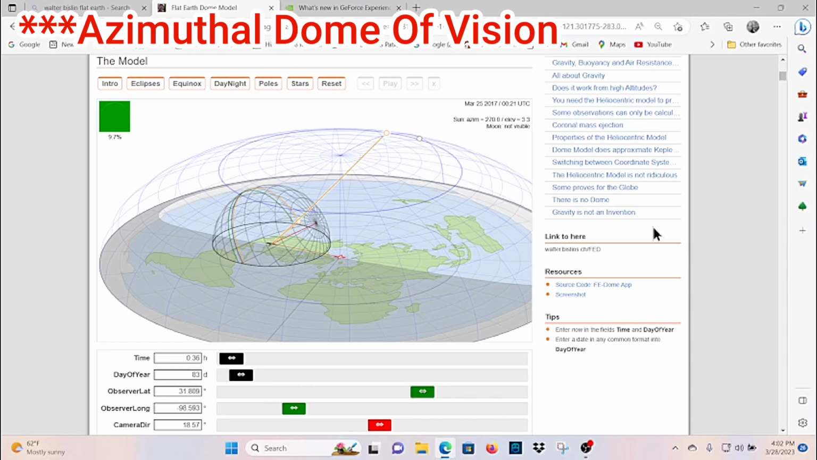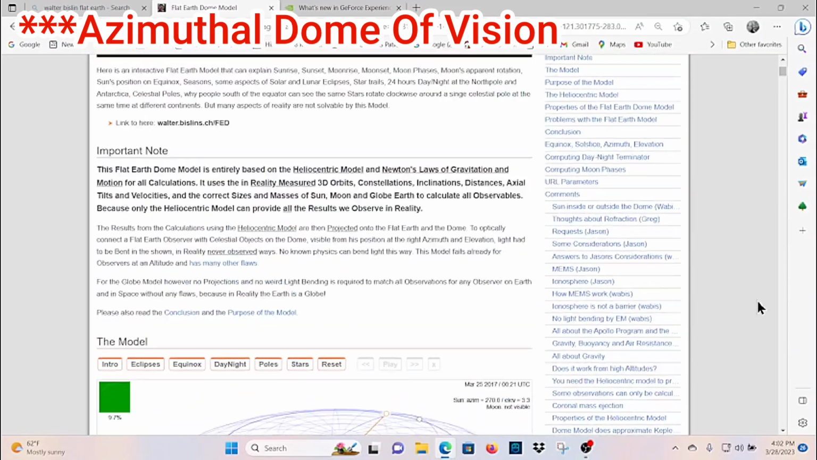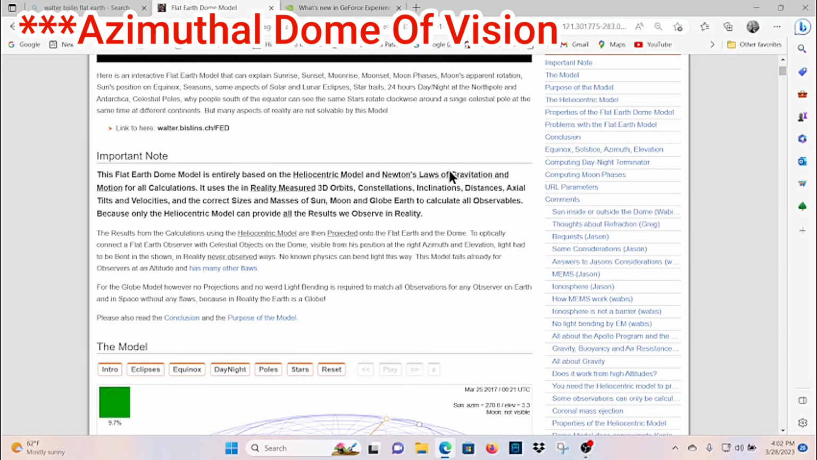So if you scroll up here, let me go up here real quick. So important note, this is from Mr. Walter Bislin himself. This flat Earth dome model is entirely based on the heliocentric model and Newton's laws of gravitation and motion for all calculations. It uses reality-measured 3D orbits, constellations, inclinations, distances, axial tilts, and velocities, and the correct sizes and masses of the Sun, Moon, globe Earth to calculate all observables. Because only the heliocentric model can provide all the results we observe in reality.